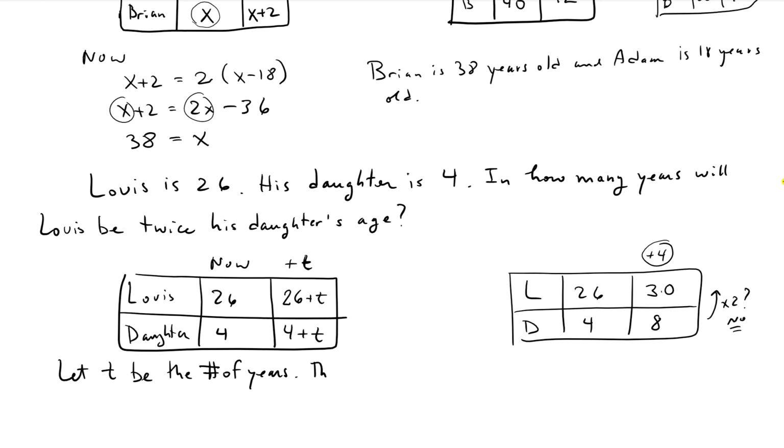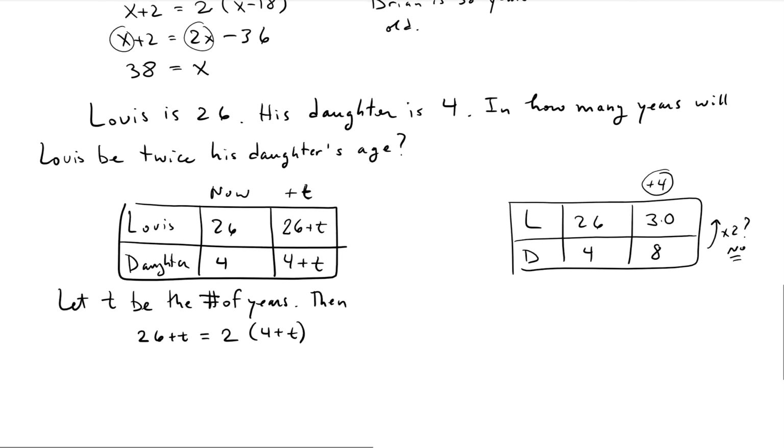Then what do we get? We get 26 plus t has to be twice the value of the age of the daughter. Let's solve that for t. That's 8 plus 2t. I send all my t's on the same side, so I get t here by subtracting t. And I send the 8 to the other side, so 26 minus 8 is 18. So 18 years.